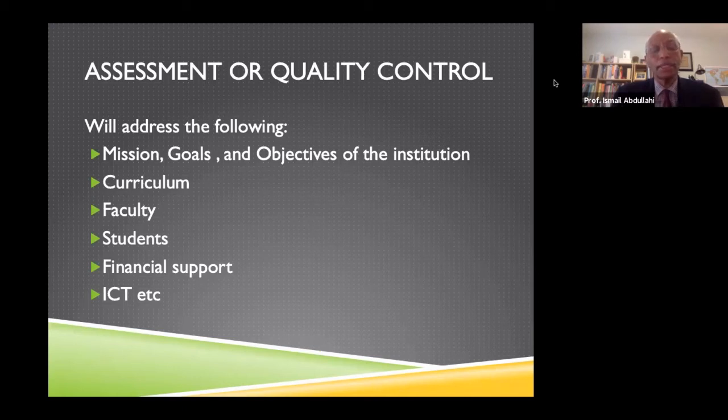Okay, that has to be clearly identified as a requirement through the standard for the assessment of the school. So the quality control of the mission, of the curriculum, of the faculty, of the student, financial support will be the standard in many ways. Standards will be put for all these areas that LIS schools must follow. It is a must follow.